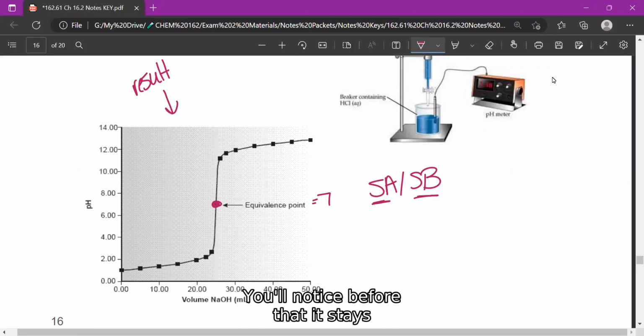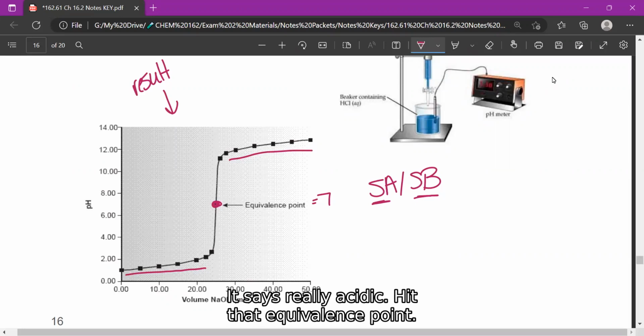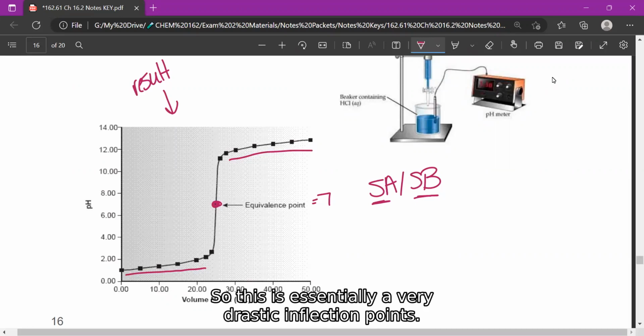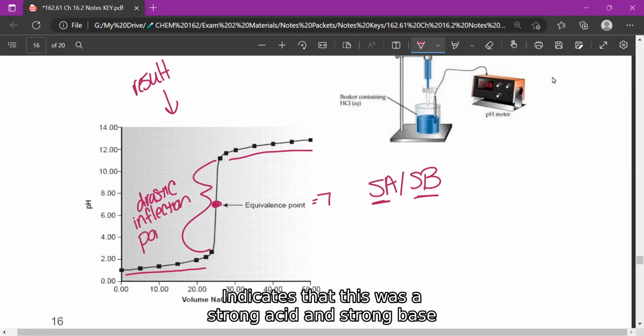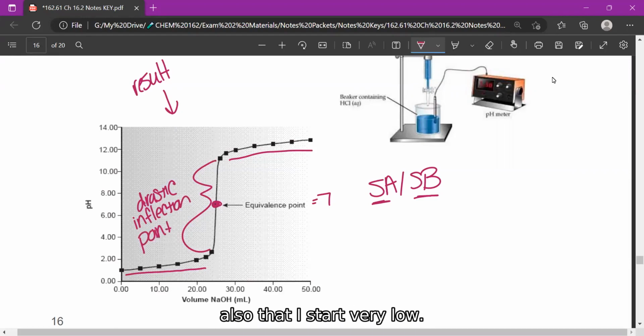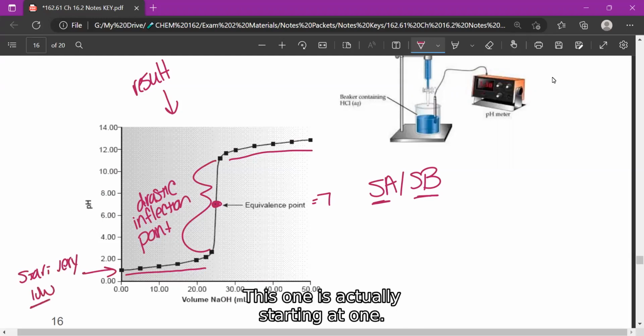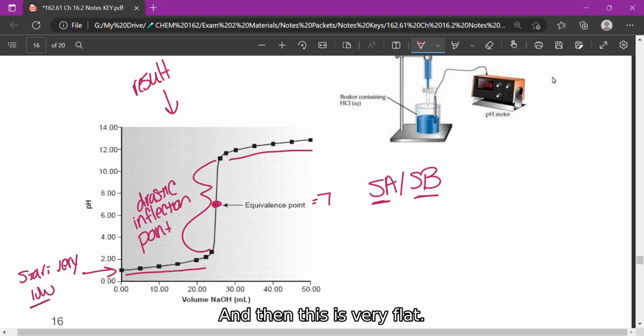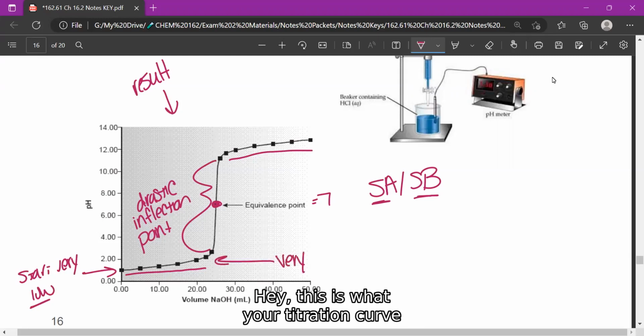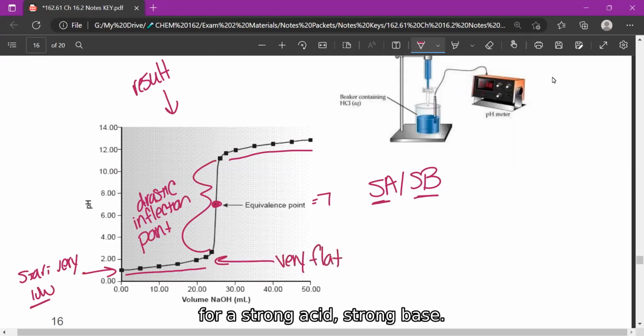That's where it is. And you'll notice before that, it stays super acidic. And then after that, it gets super basic, because any amount of strong acid or strong base is really going to affect that pH. Okay, so it stays really acidic, hits that equivalence point, it gets really basic. So this is essentially a very drastic inflection point. It indicates that this was a strong acid, strong base. Also, that I start very low. Well, this one is actually starting at 1, and that this is very flat. Okay, this is what your titration curve for strong acid, strong base looks like.